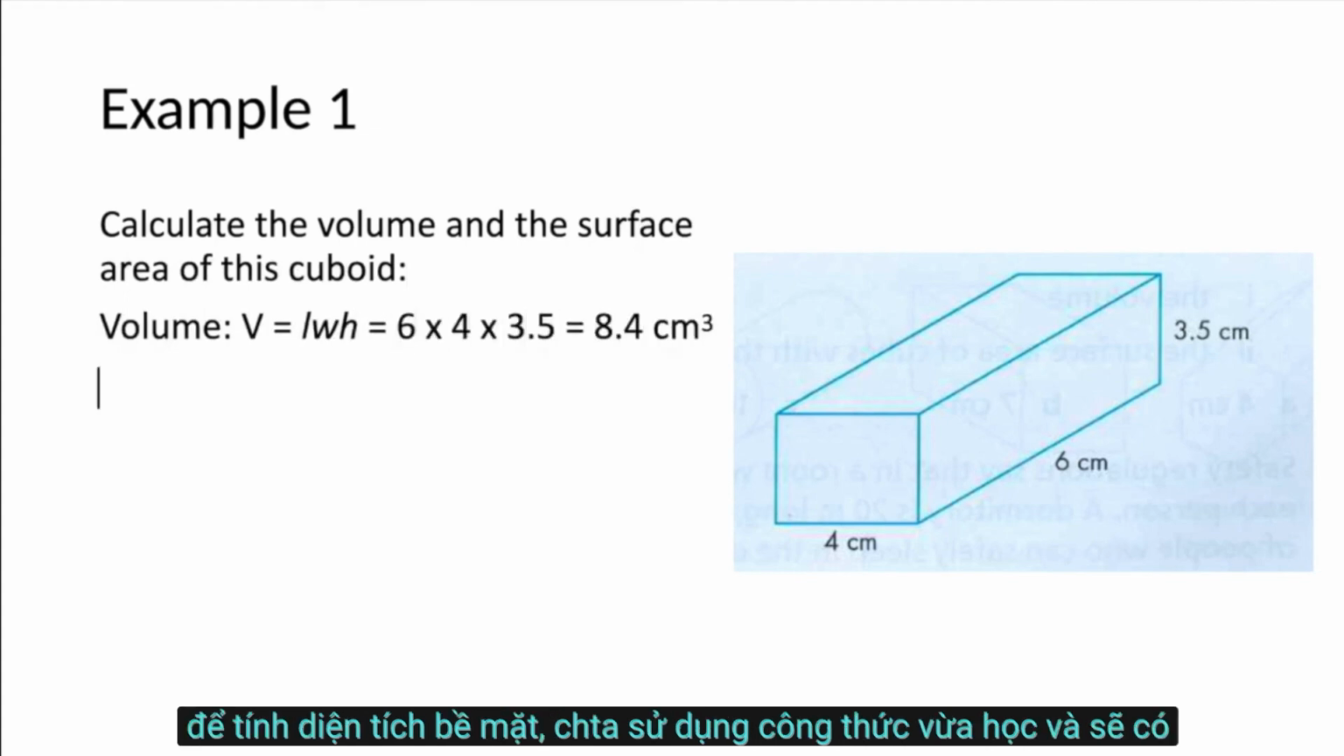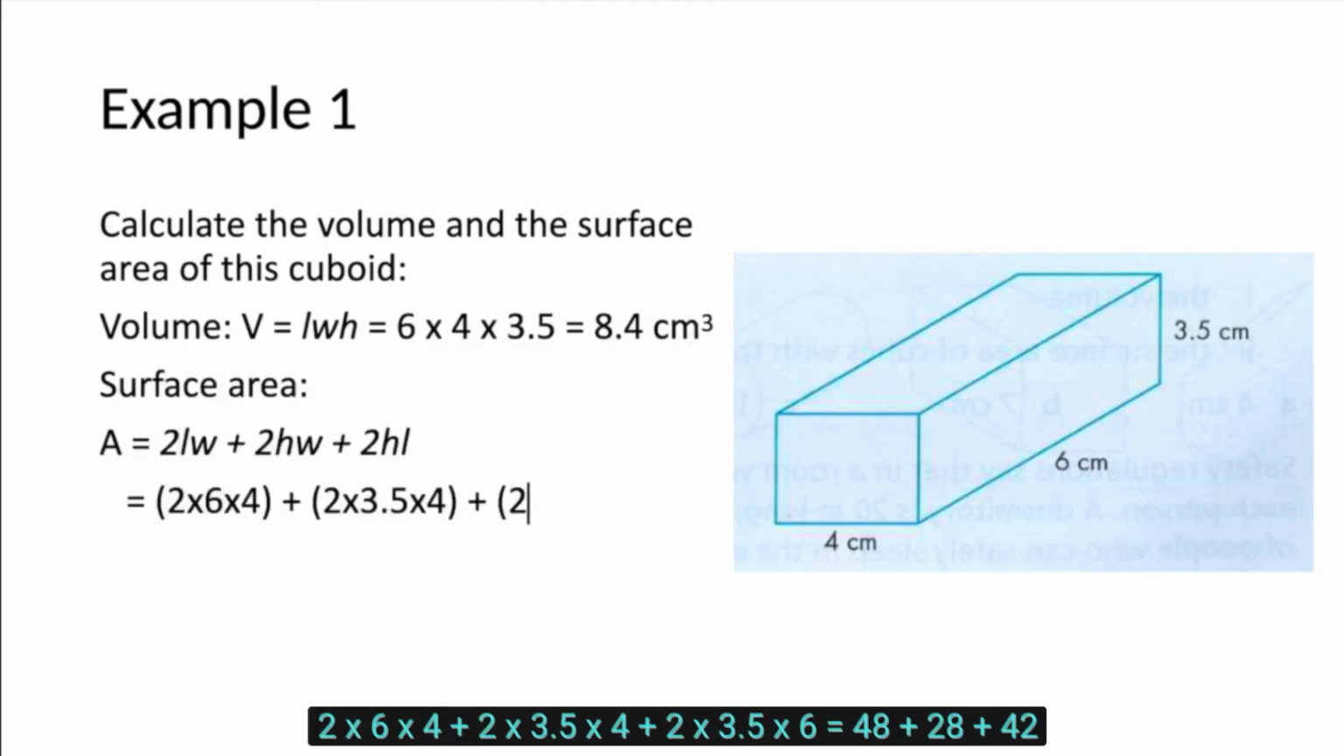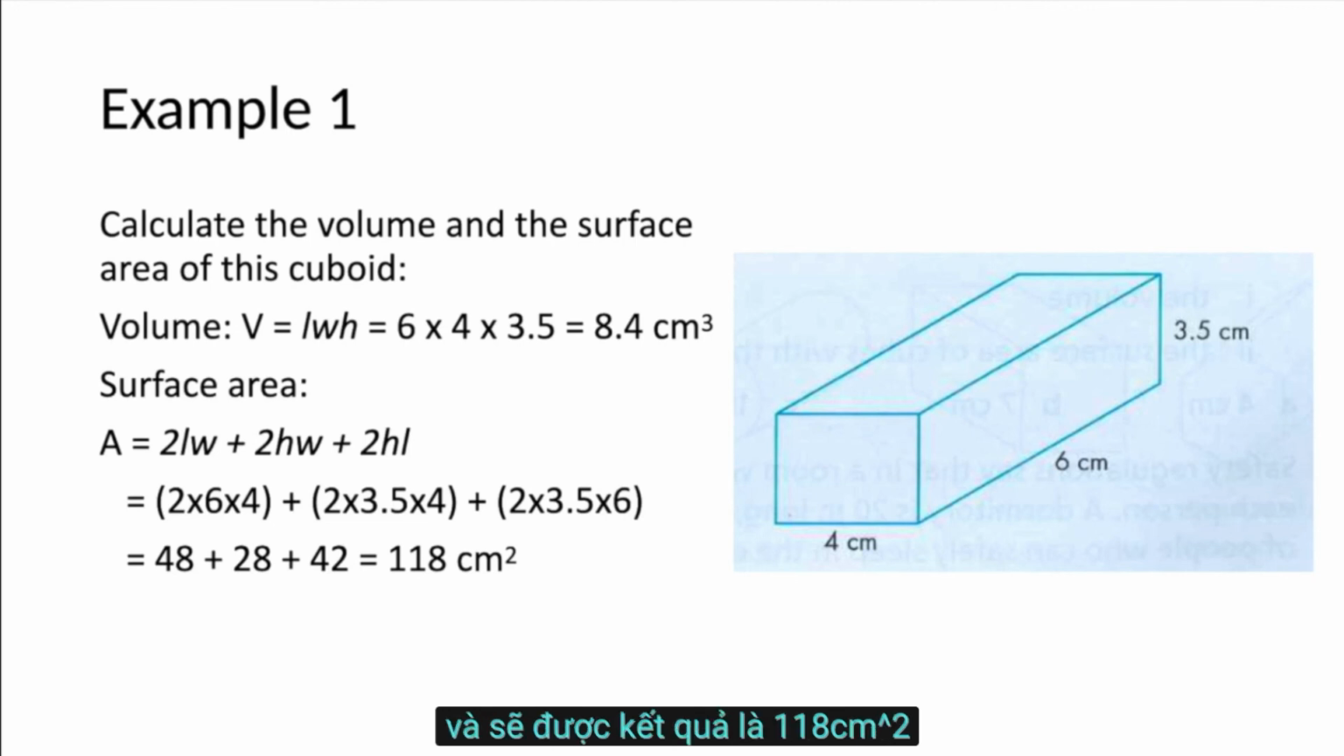To calculate the surface area of the cuboid, apply our formula for the surface area, and you'll get 2 times 6 times 4 plus 2 times 3.5 times 4 plus 2 times 3.5 times 6, which is equal to 48 plus 28 plus 42, and that gives you the result of 118 centimeters squared.